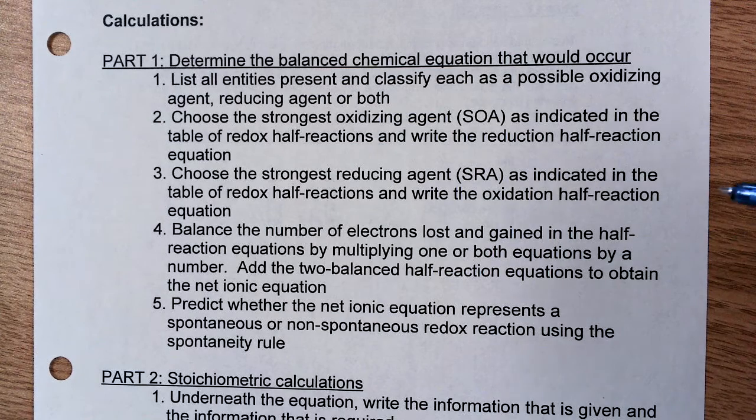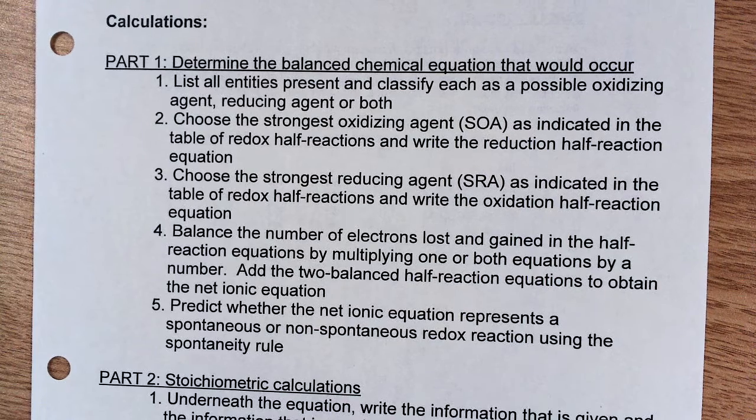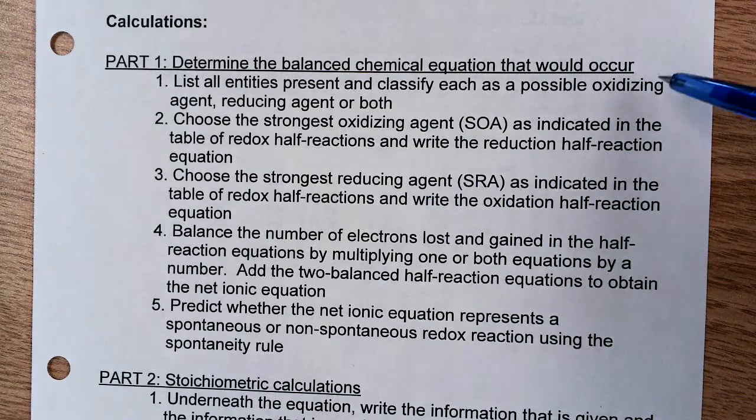All right, this is page 21 of our notes. So just now we're looking at actually doing the calculations and how we do them. So part one, we have to get the balanced reaction, which is part one of all stoichiometric calculations. Again, for redox reactions, we have to balance them a little differently.